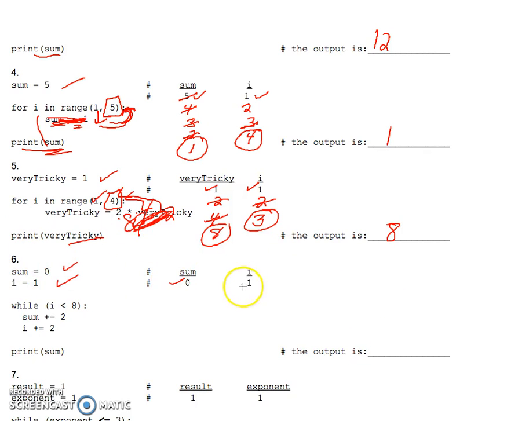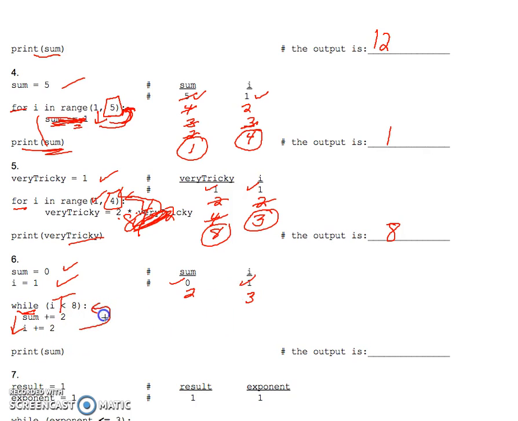Check, check, check, check. This is a while loop, not a for loop that we're used to from the other exercises. Let's be careful here. This is either true or false. Is I less than 8? Yes, 1 is less than 8. So because that's a true, we go through the loop. Okay, let's do this. Sum plus equals 2. Well, that means add 2 here. I plus equals 2. Okay, add 2.